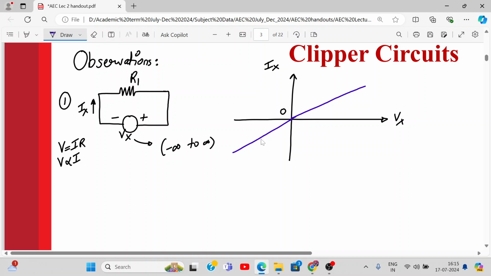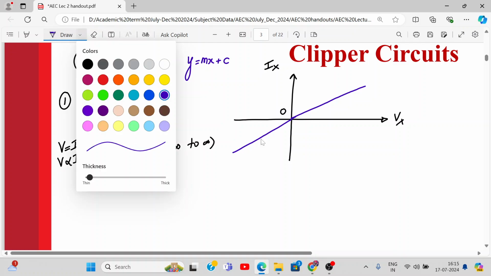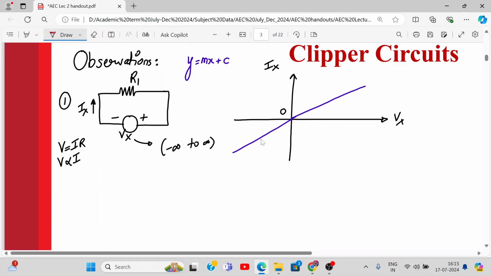Agree? What will be the slope of this straight line? You have studied now in your mathematics, straight line equation is y = mx + c. Yes or no? Correct or no, students? So your y-intercept is 0. So what is y, what is x? Your y is I, x is Vx. And what is m? m is 1 upon R. Yes or no? That's how we can write now.